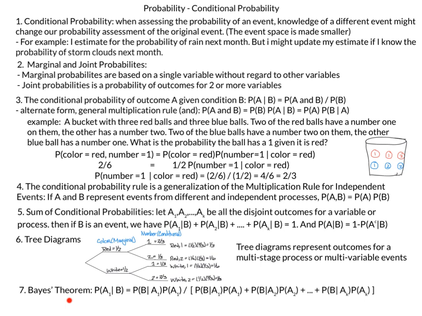And then finally, we have Bayes' theorem, given to us in this form. It's really just an extension of our conditional probability along with the sum of conditional probabilities formula here. We'll go into that in our second video. So that concludes our overview. Now we'll go back and talk more about conditional probability and marginal and joint probabilities.